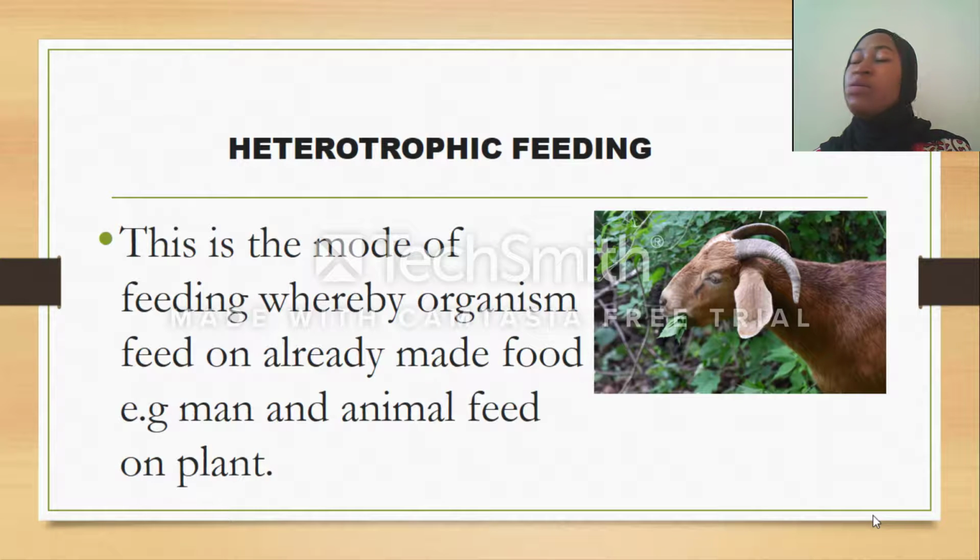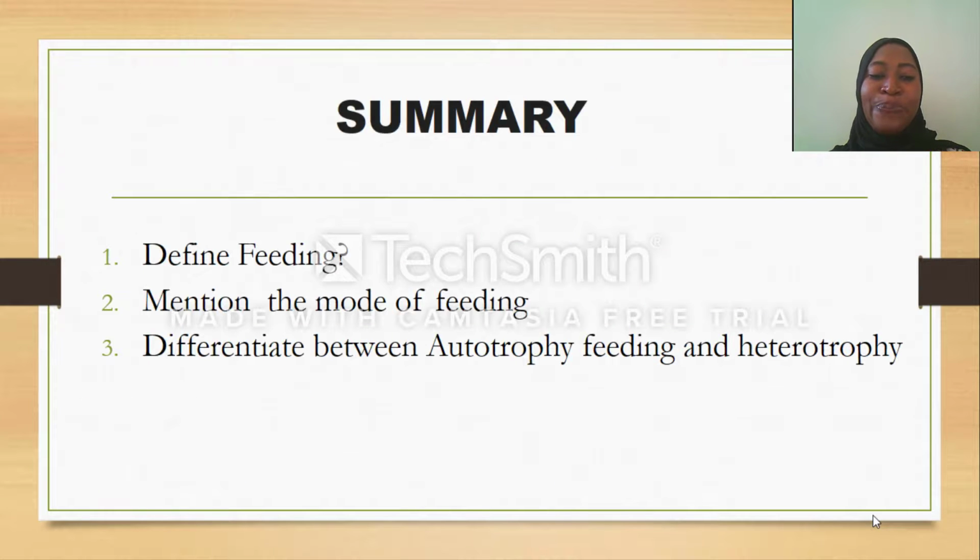The number two type of feeding, which is heterotrophic feeding. This is defined as the mode of feeding whereby organisms feed on already made food, e.g., man and animals feed on plants. Like I told you earlier, plants manufacture their own food by themselves, but we animals, man and animals, we eat the already made food. You can see this is the goat that is feeding on the already made food.